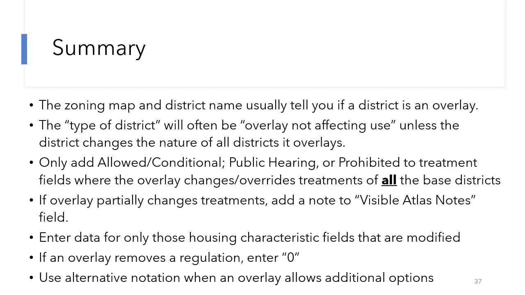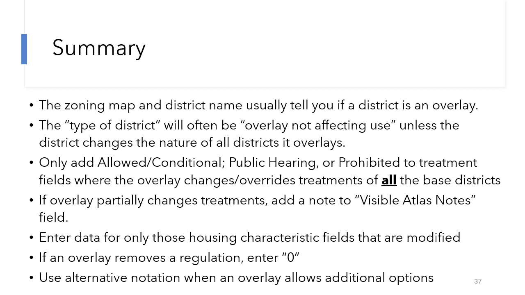As a general summary, here are some key things to keep in mind as you enter data about your overlays. As we learned, the zoning map and the district name are usually the key things that will determine whether or not your district is an overlay. The type of district field will often be entered as overlay not affecting use, unless that overlay district changes the nature of all the districts it overlays. We are only going to use allowed, conditional, public hearing, or prohibited in treatment fields where the overlay changes or overrides those treatments for all of the base districts.